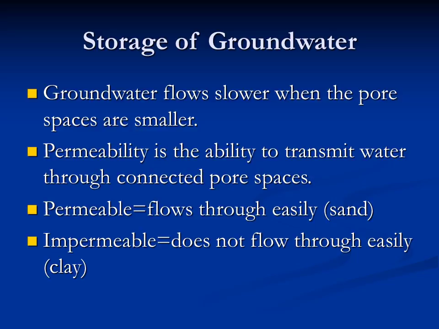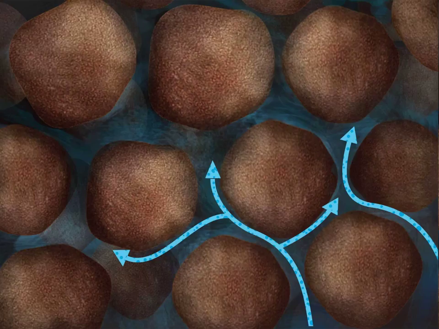Other things that are permeable and impermeable. A t-shirt is permeable. If you're outside when it rains, your t-shirt's going to get soaked. If you have on a raincoat, that is impermeable. Water does not flow through it. Umbrellas are not permeable, whereas a sweatshirt or a hoodie is permeable. So again, we've got porosity and permeability.